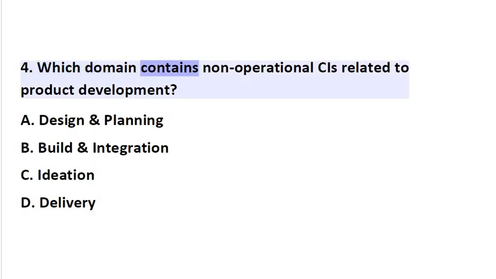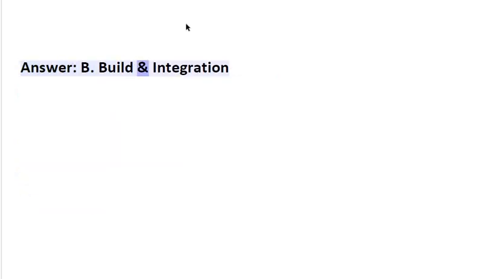4. Which domain contains non-operational systems related to product development? A. Design and planning, B. Build and integration, C. Ideation, D. Delivery. Answer: B. Build and integration.